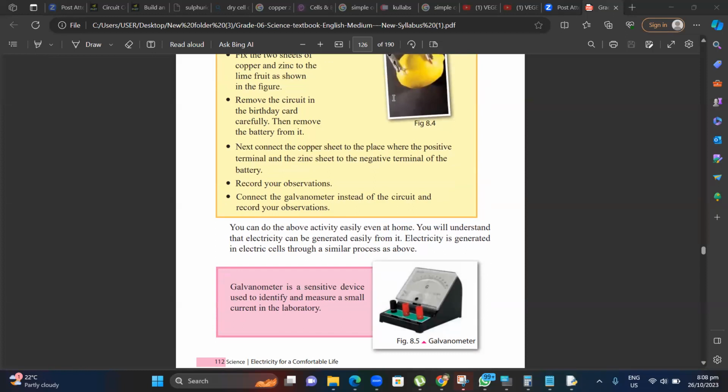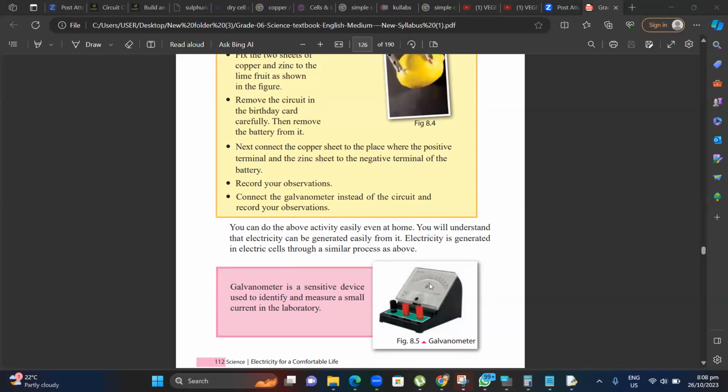And here you can see the galvanometer. This is called a center zero galvanometer. Why is it called a center zero galvanometer? Because it can measure current which goes to both sides, right? That means the direction of the current can be different, positive to negative, negative to positive. Sometimes you can change the terminals.